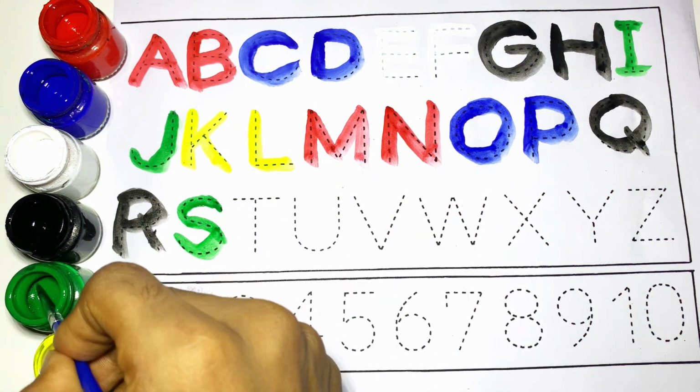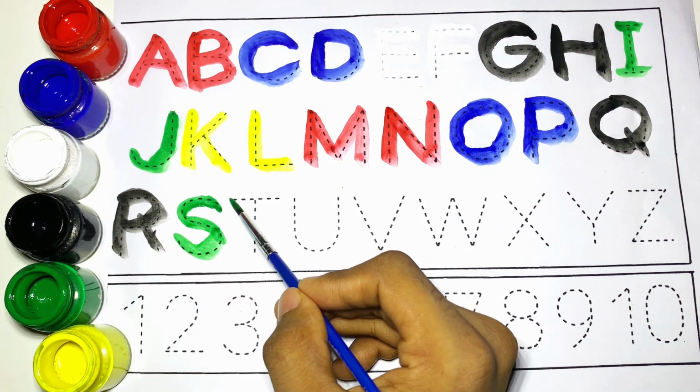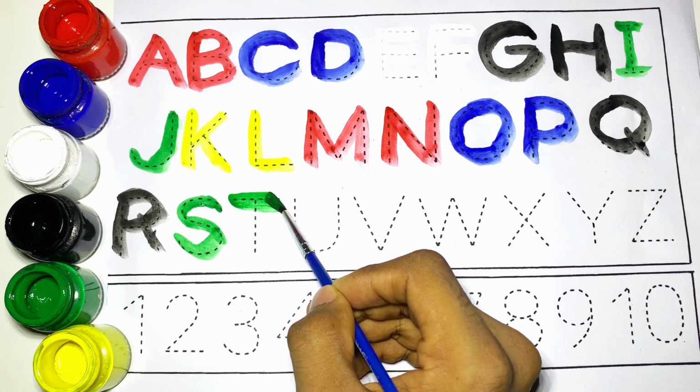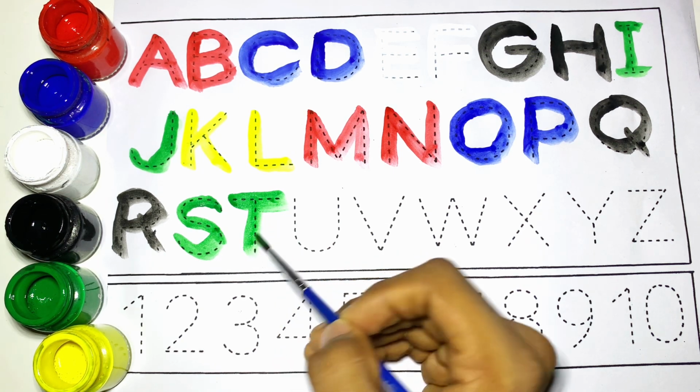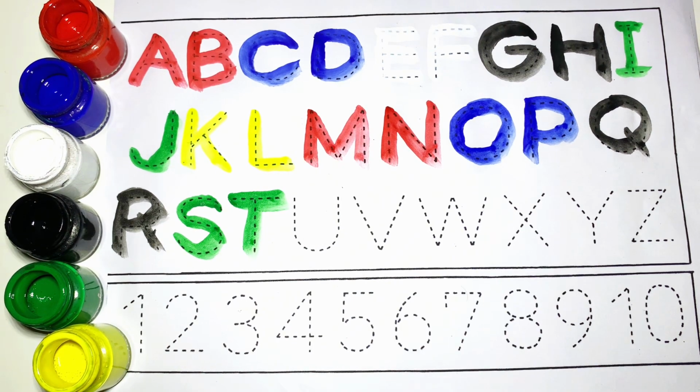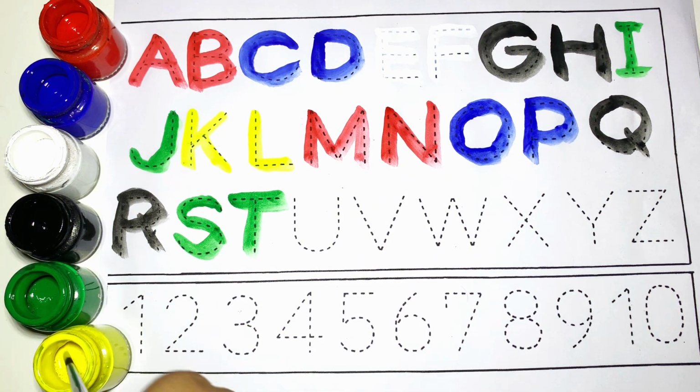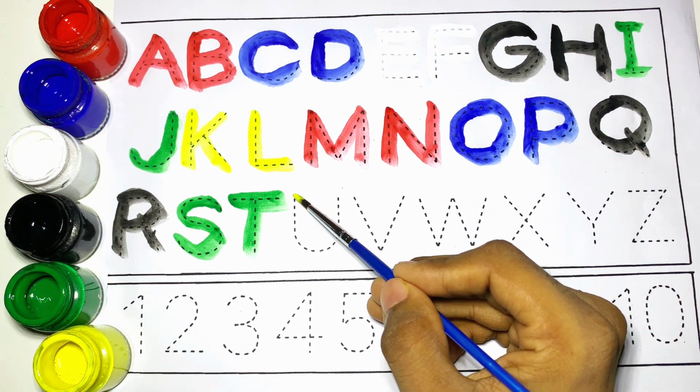Kids, again use green color and draw T. T for teacher, T for tiger. The alphabets of T. Kids, now draw U. U for umbrella. The alphabets of U. And use yellow color.